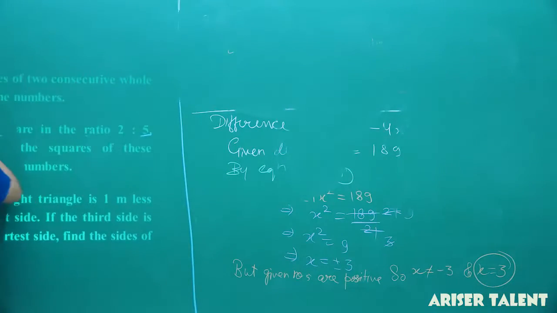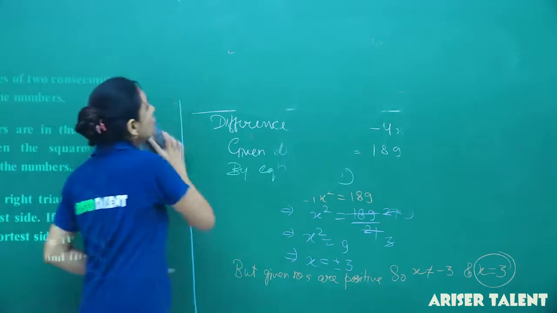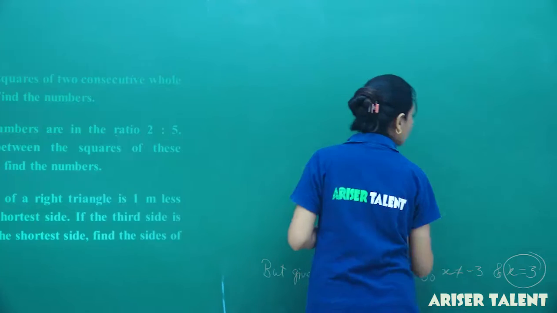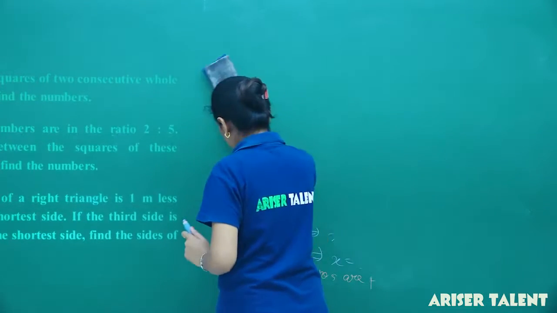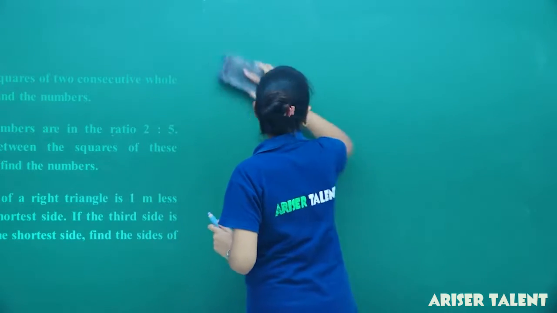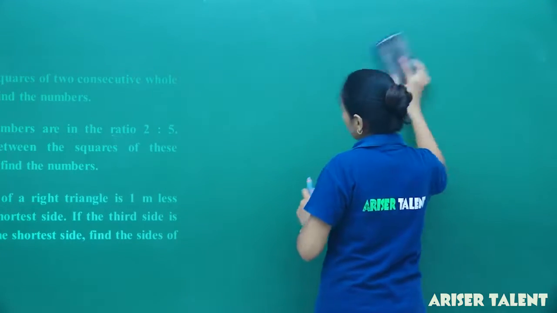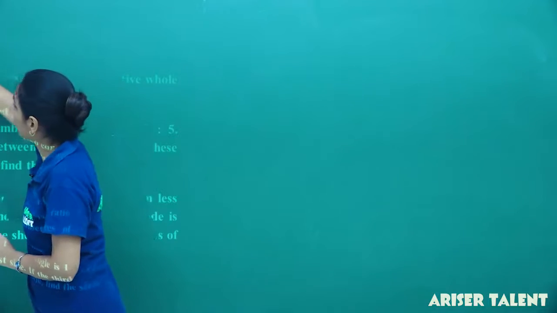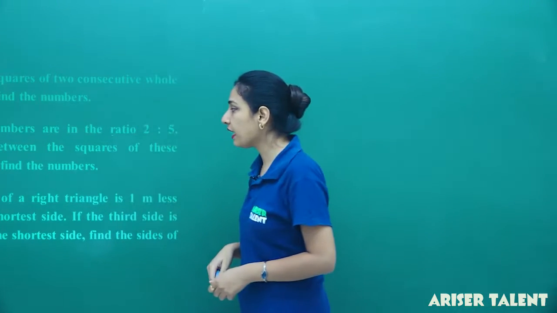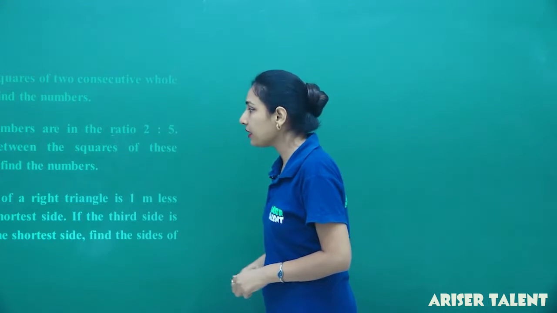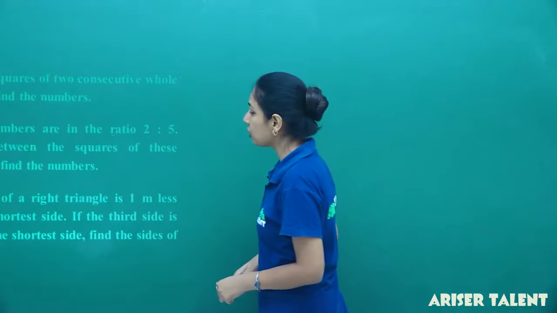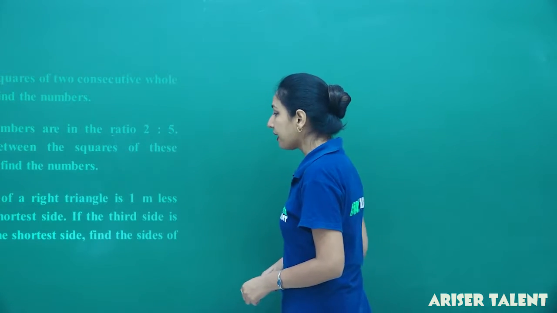Now, it's being clear to you guys how you have to solve the questions. Just be specific about the language, understand the language, pick the words, what characteristics of x you are provided with, and then try to figure out the best solution. Now, the third one: the hypotenuse of a right triangle is 3 meter less than twice the shortest side. If the third side is 1 meter more than the shortest side, find the sides of the triangle.